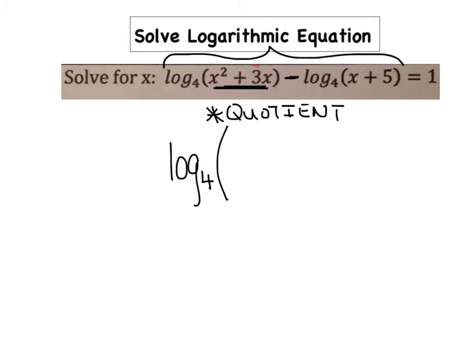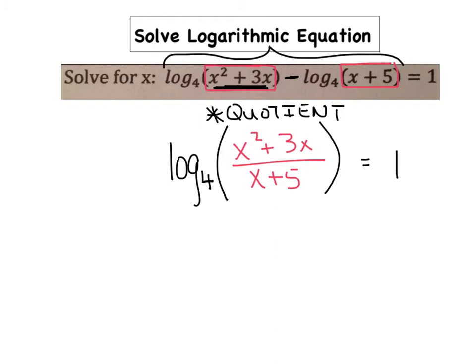I'm going to change colors here. This is my numerator, and then this quantity here will be my denominator. So it'll be x squared plus 3x divided by the quantity x plus 5. All right, and that's still equal to 1. And now I'm going to go ahead and convert it to exponential. Make a little note to myself, kind of talk myself through it here. Convert to exponential. And all that means is I'm going to go around the world.